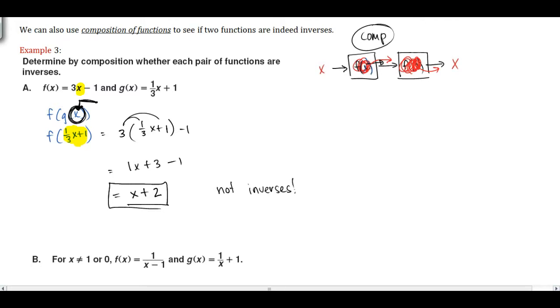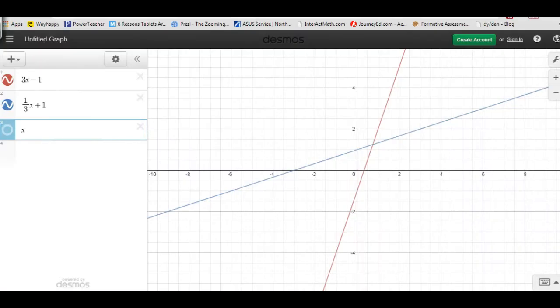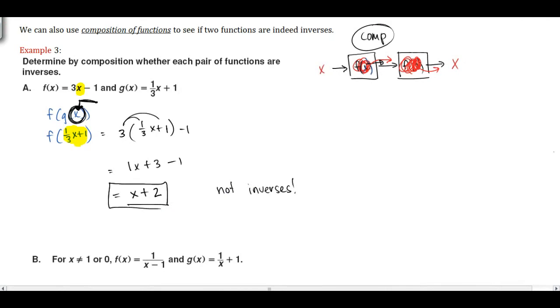You could also check visually. I graphed it over here, and if you look, there's the first one, the red line. There's the second one, the blue line. They should be a reflection over y equals x. So look at this. There's the y equals x line, and you can definitely see they're not a reflection over that line. They're just skewed a little bit. So they're pretty close, but they're not inverses. So good try. What about example 2?